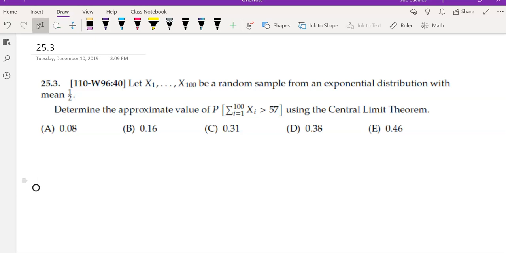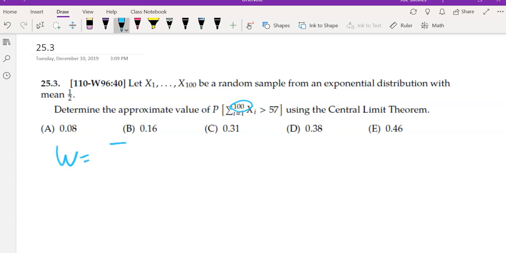We know that n is big enough. It's approximately normal, right? Because our n is... Is that always a thing? Yeah, it's always a thing. When you're doing the sum of independent and identically distributed variables, if n is big enough, the sum is also approximately normal.